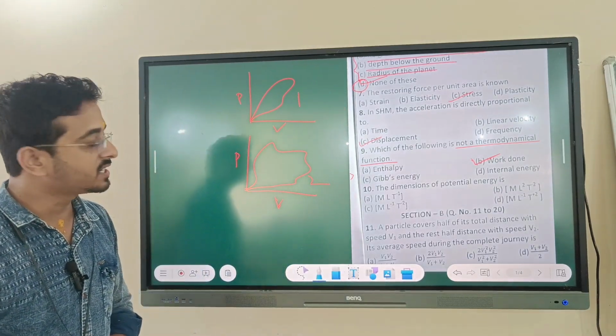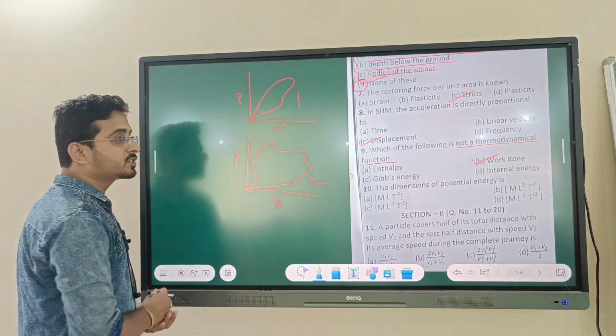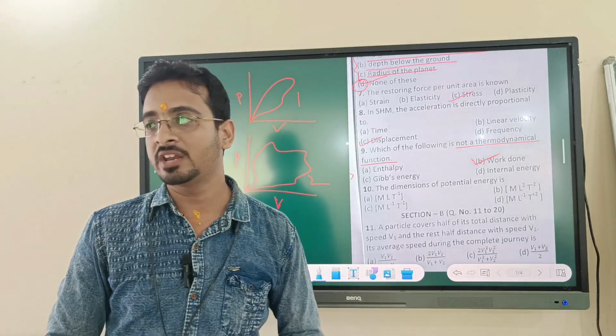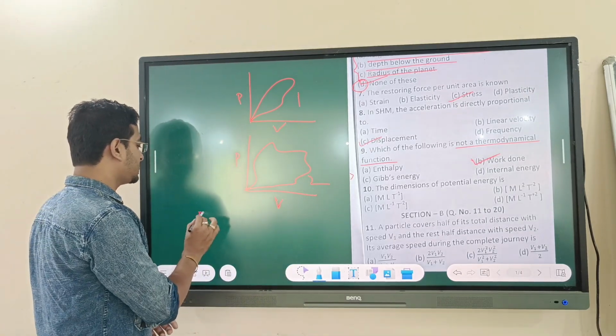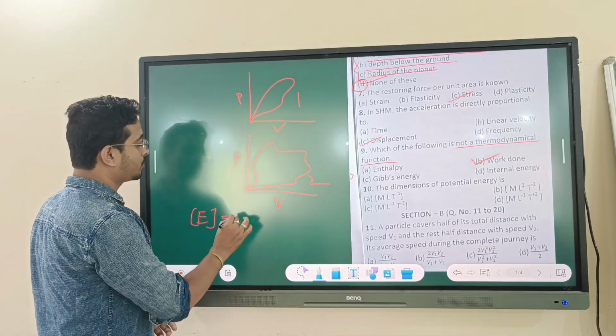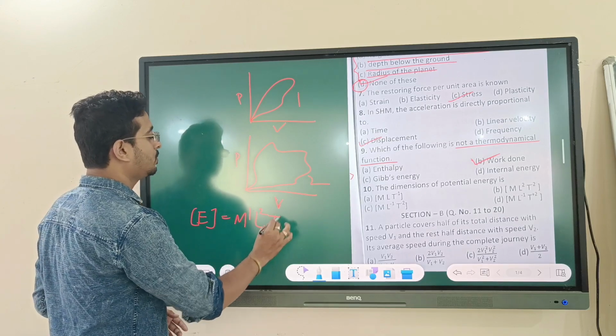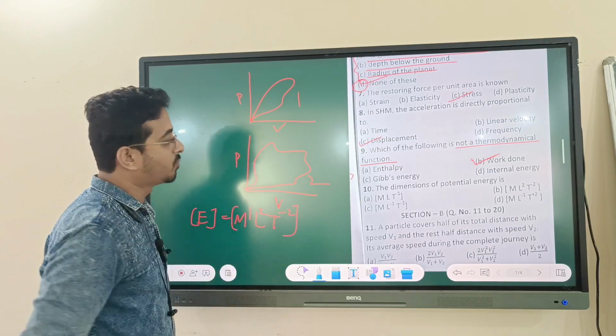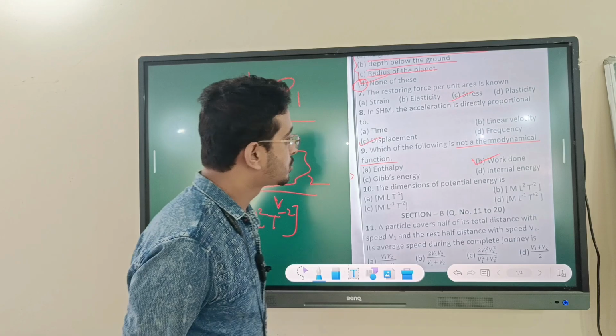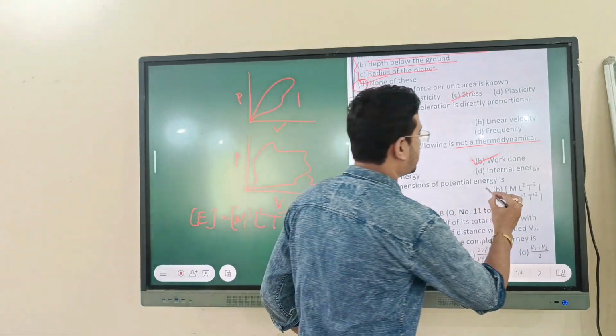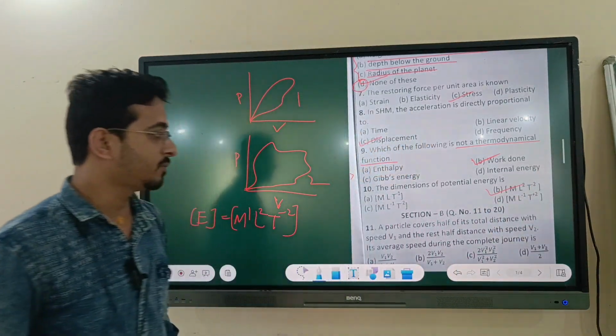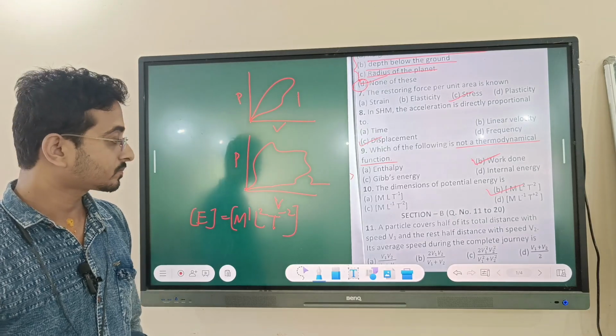Then the dimension of potential energy. In the universe, wherever you go, the dimension of energy will remain the same, and that energy dimension is equal to M1 L2 T minus 2. So option number B will be our correct answer. M1 L2 T minus 2.